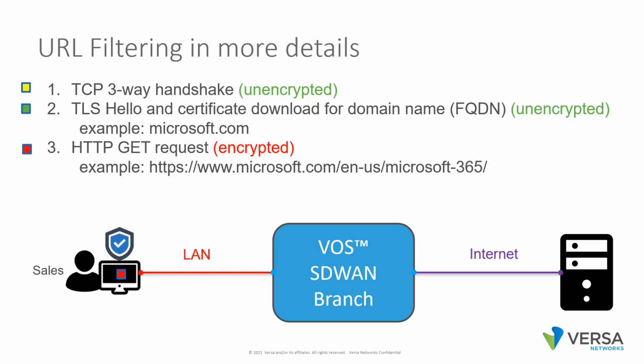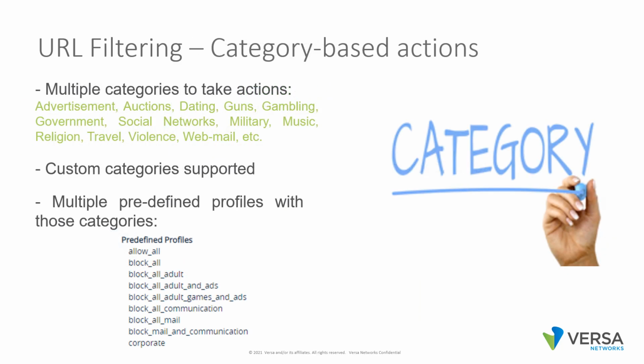And now, as we have reviewed how everything works under the hood, let's review what we can do from the Versa URL filtering standpoint. So first of all, we have category-based actions. For example, you can create your actions for categories such as advertisement, auctions, dating, guns, gambling, and so on and so forth, and you can create rules for each of these categories, whether they should be allowed or disallowed.